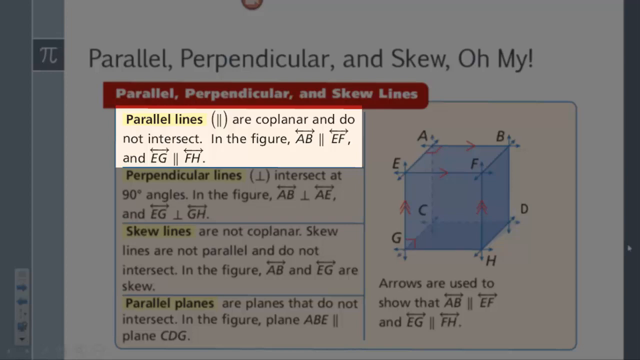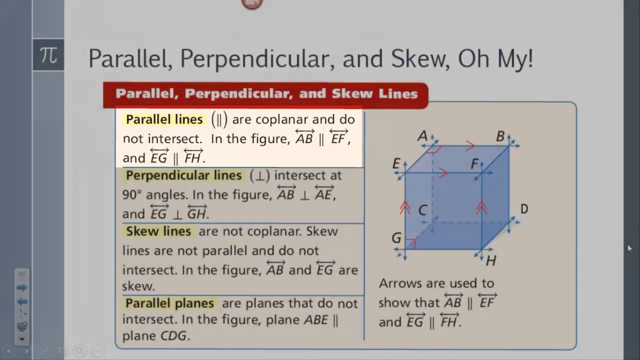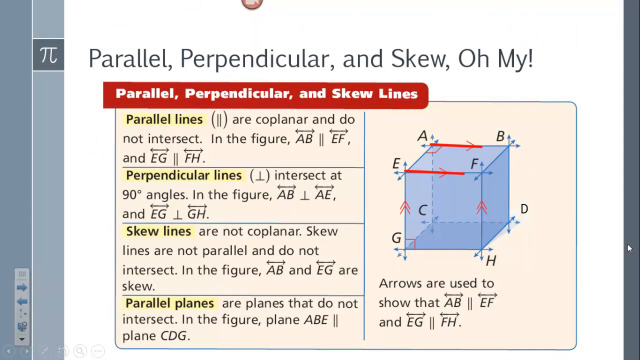So in the figure that you see here to the right, AB and EF are parallel, as are EG and FH. Now notice in the figure we can't make any other conclusions about parallel lines because nothing else has been marked for us. So when we mark up a figure to indicate that something is parallel, we use these arrows. And then to indicate a second set of parallel lines, we would use a double arrow. If we had a third set of parallel lines that were parallel to each other but not to any of the lines that we've already seen, we would use three arrows.